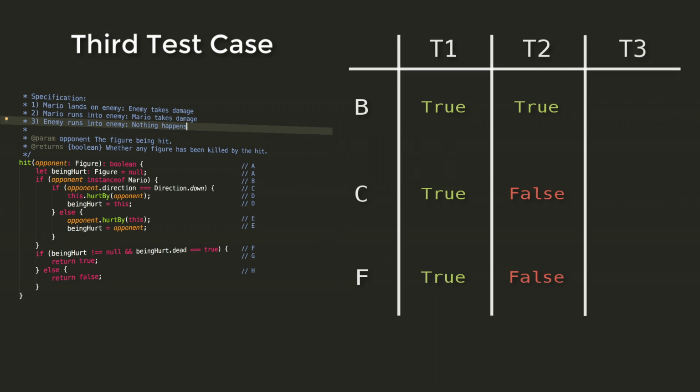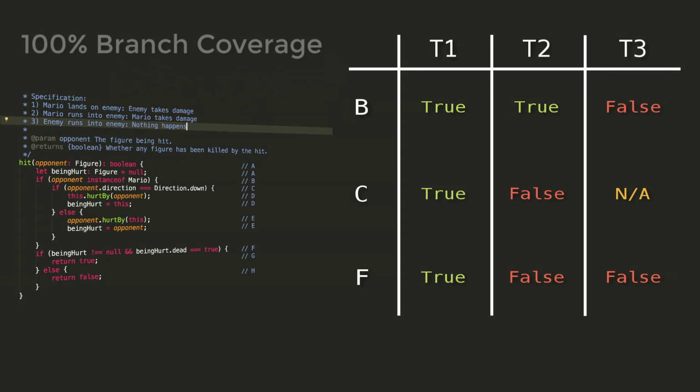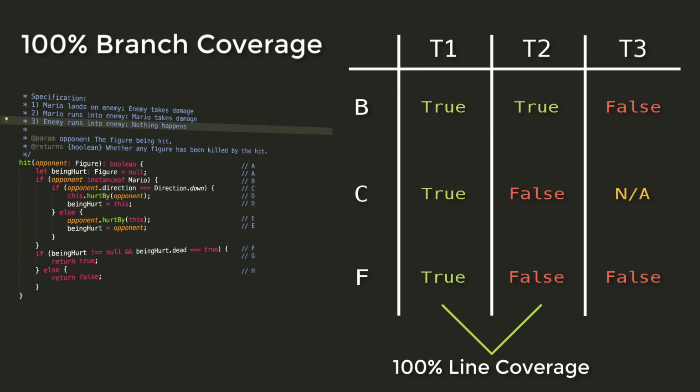So we take a look at the truth table now and see how the code is being executed. We can see false for B, C is actually never reached, and we've taken the false branch for F. And now with these 3 test cases, we have 100% branch coverage. Achieving 100% branch coverage required 1 additional test over 100% line coverage. And that's okay, right? Branch coverage is a more stringent metric than line coverage. But that extra test case was good, right?